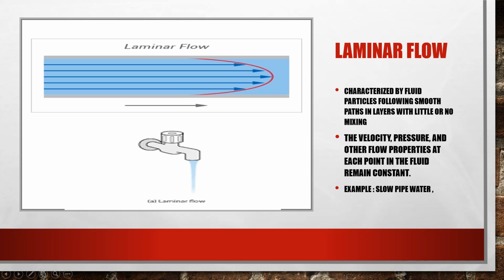Next, I'll be presenting laminar versus turbulent flow. Laminar flow is characterized by fluid particles following smooth paths in layers with little or no mixing. It can also be described as highly ordered fluid motion characterized by smooth layers of fluid. The flow of high viscosity fluids such as oil at low velocities is typically laminar. It also can be said that the velocity, pressure, and other flow properties at each point in the fluid remain constant. Slow pipe water flow is one of the best examples of laminar flow.